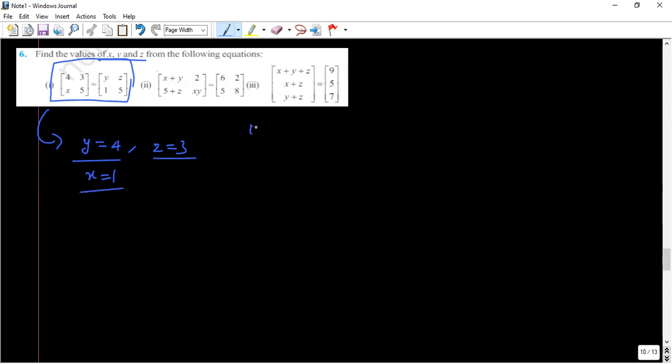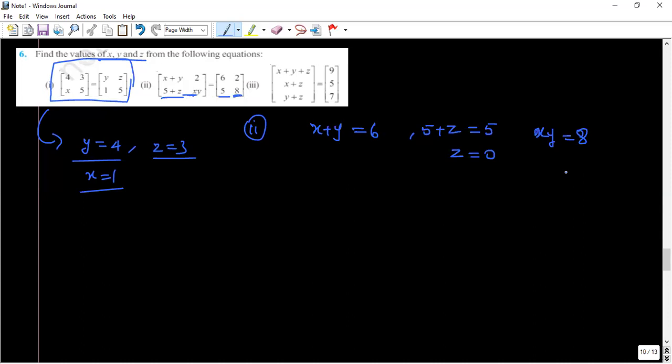Take the second one. They give the question like this. x plus y is equal to 6. At the same time, 5 plus z is 5 they are telling. That means z value is 0. So we found the z value. And they gave xy is 8. See the last one, xy is 8.